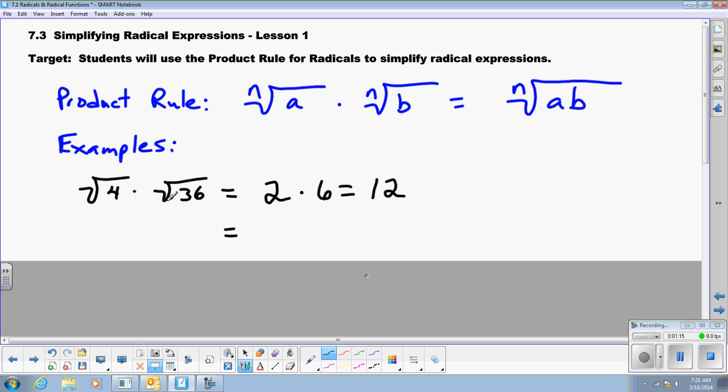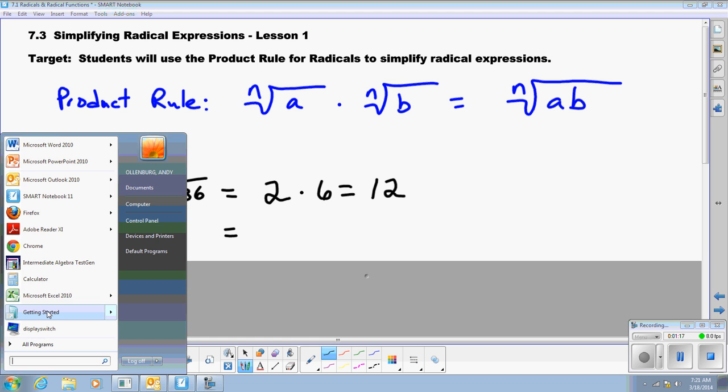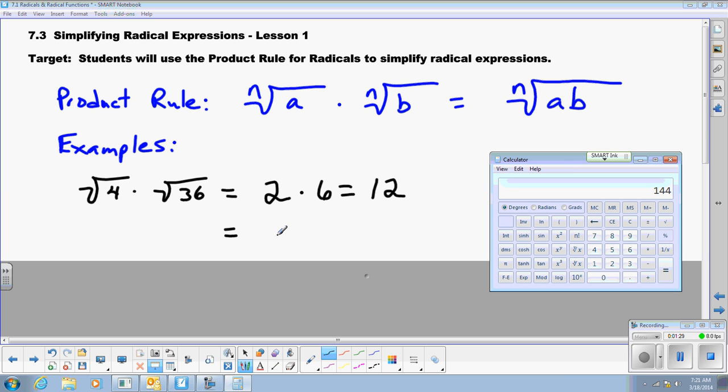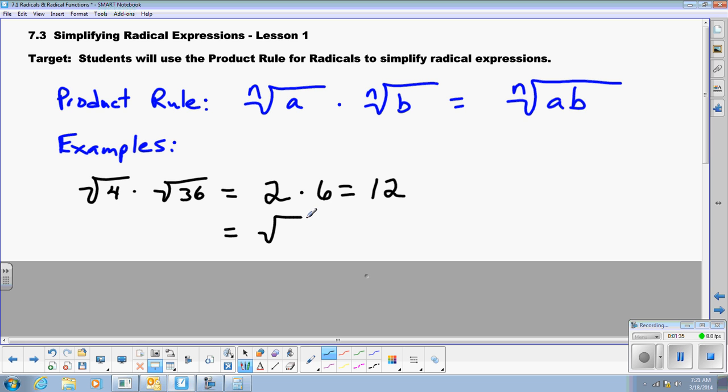If I take 36 times 4, so if I take out my calculator quick and I do 36 times 4, I get 144. So I'm going to say then, all right, the square root of 4 times the square root of 36 is the same as the square root of 144. And I happen to know that the square root of 144 is also 12. So this is just an example of how the product rule works.